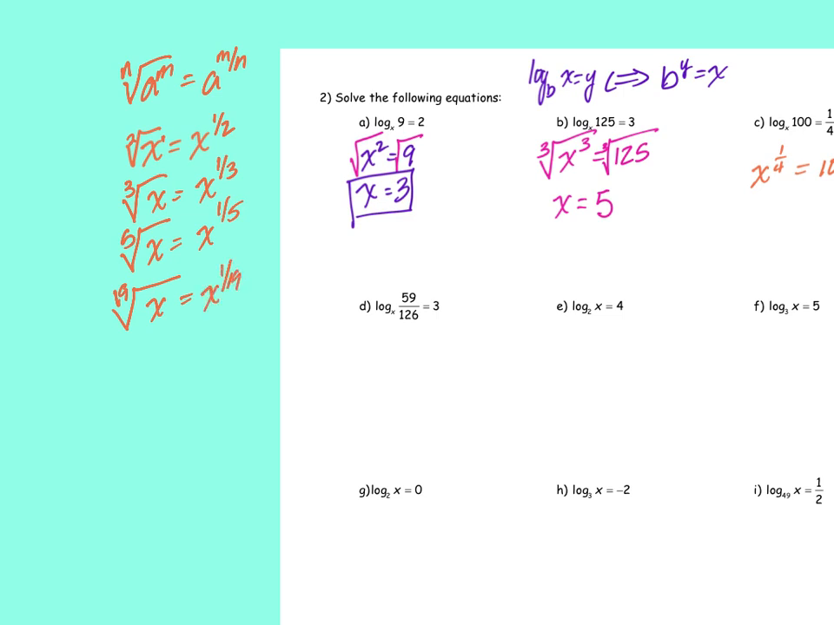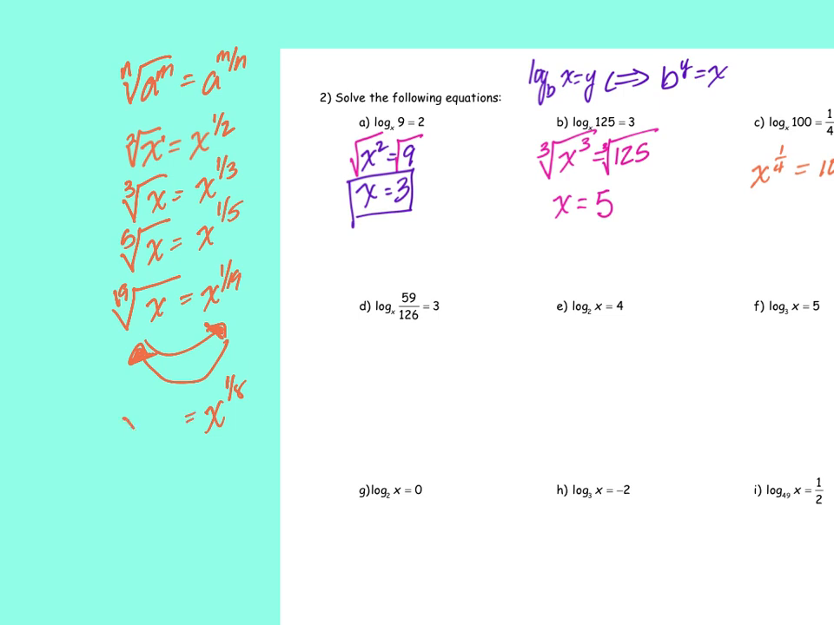So if I can go this way, can I also go this way? Can I go back the other way? If I was given x to the, which is one I haven't used, 1/8, what would that become?